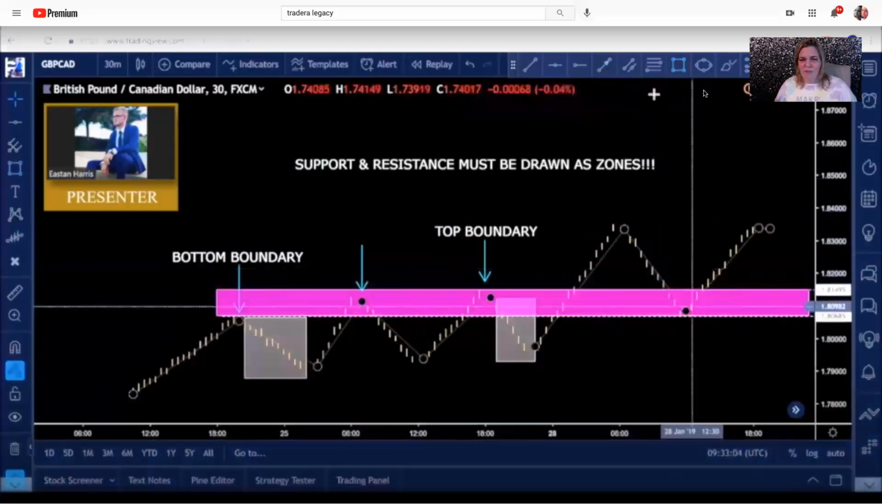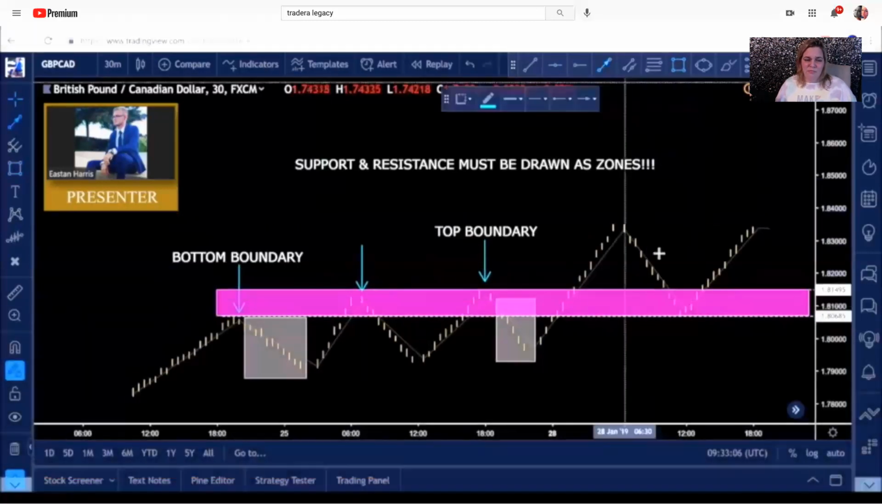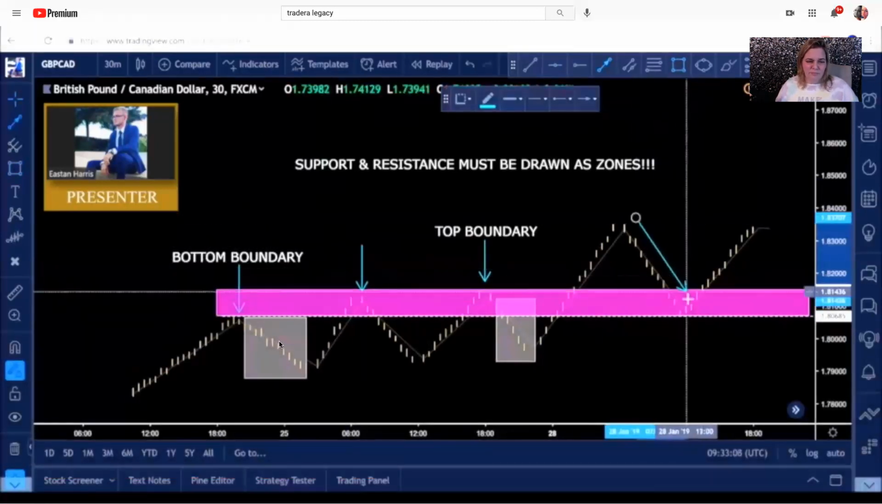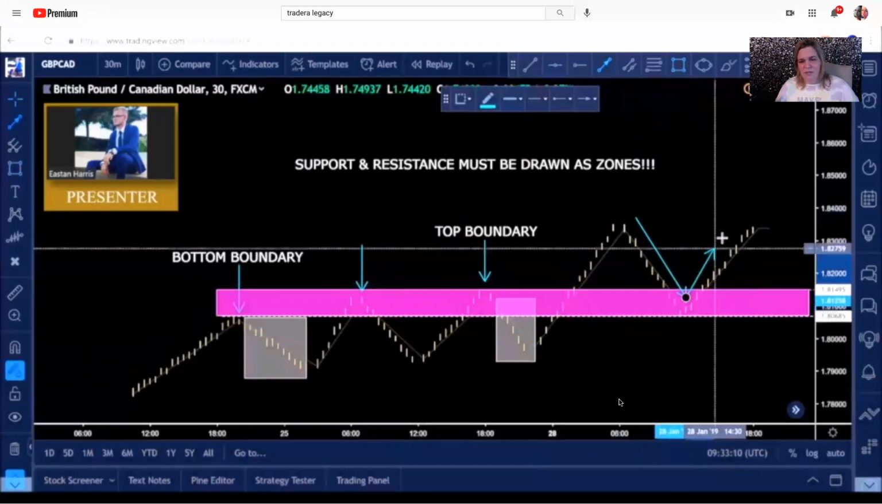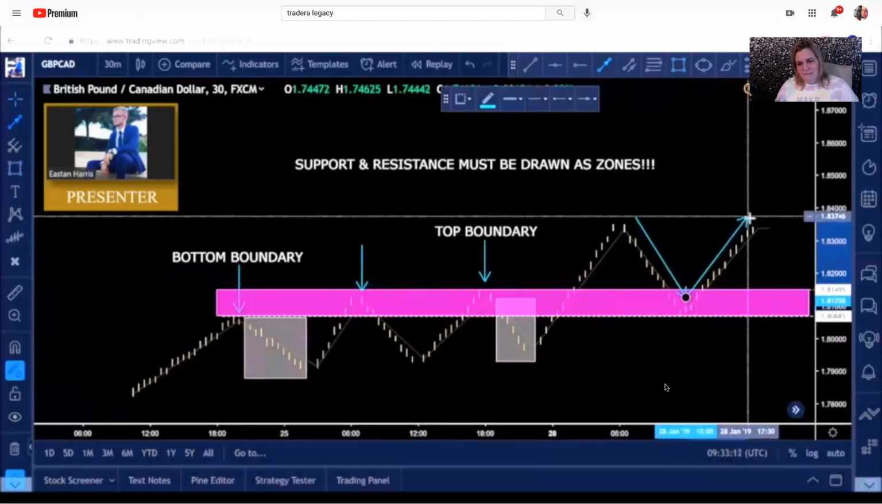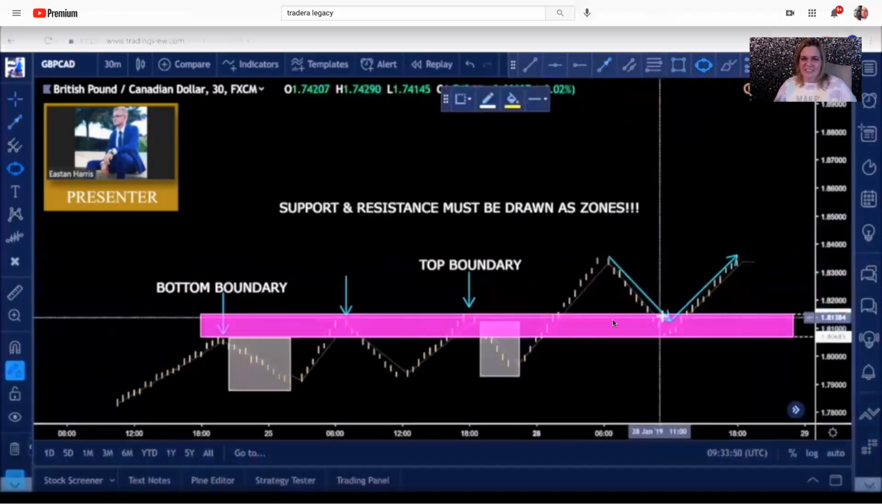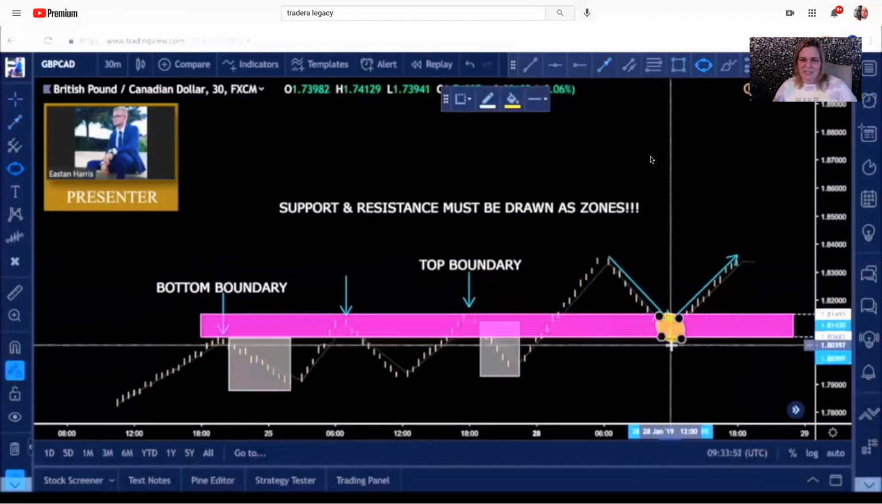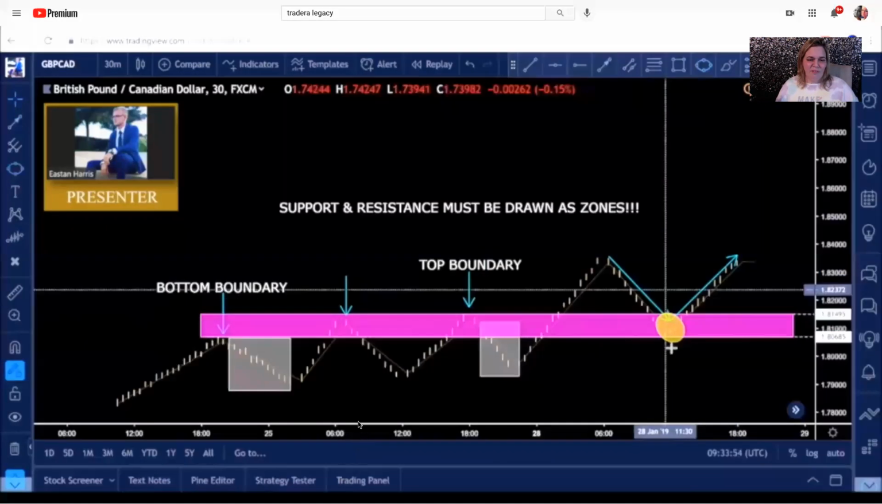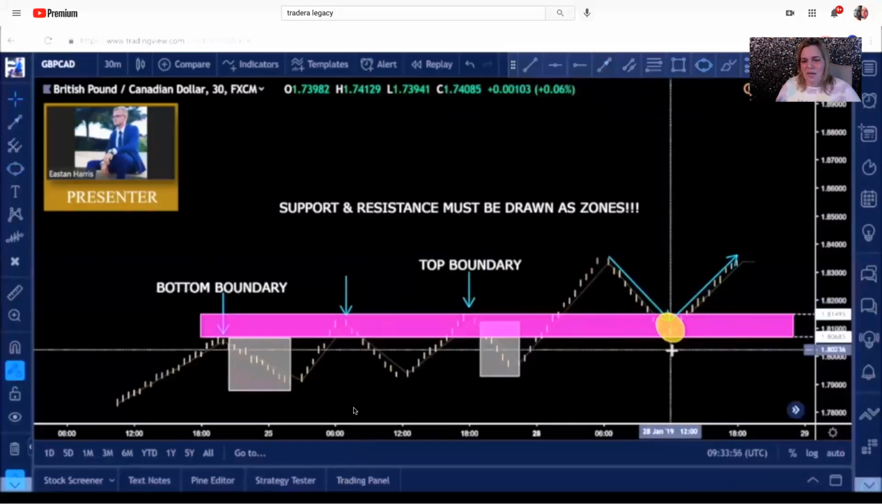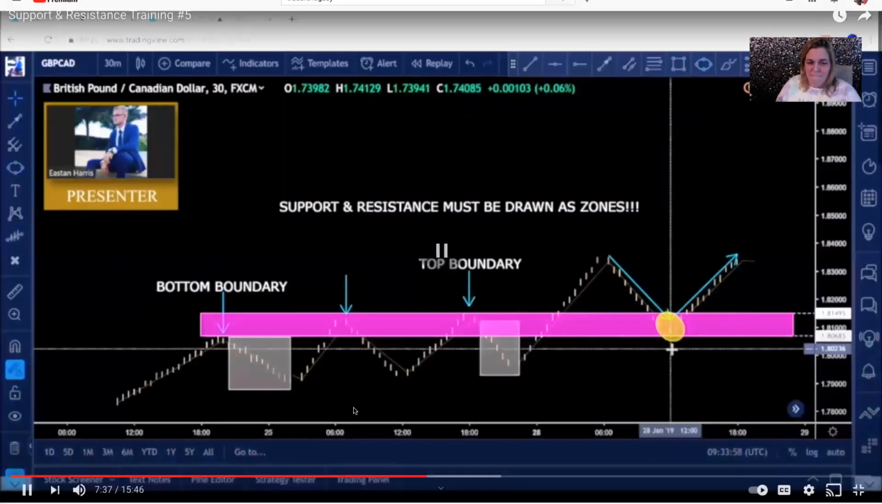This makes perfect sense. This whole move down to the support and resistance zone, and then the reaction off of it, this bounce makes perfect sense now. We weren't trying to sell this anymore. We were trying to buy it, and we made money.